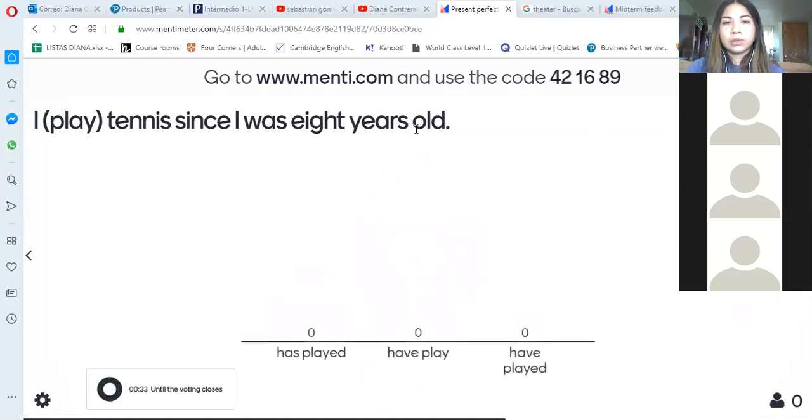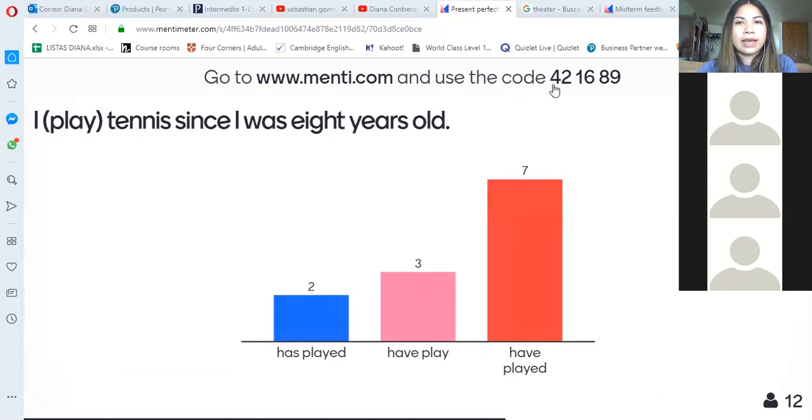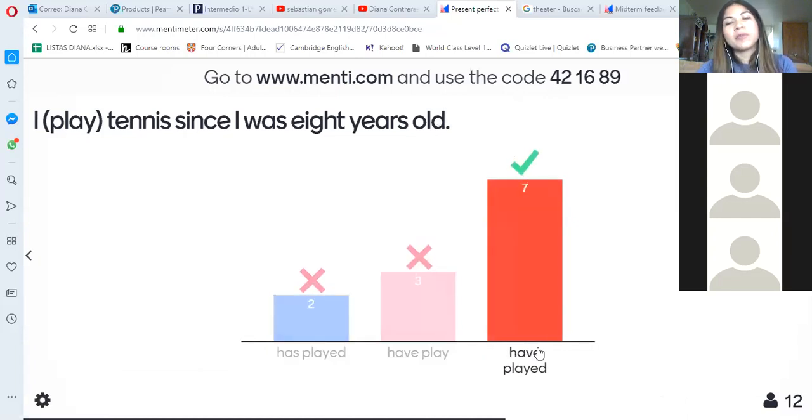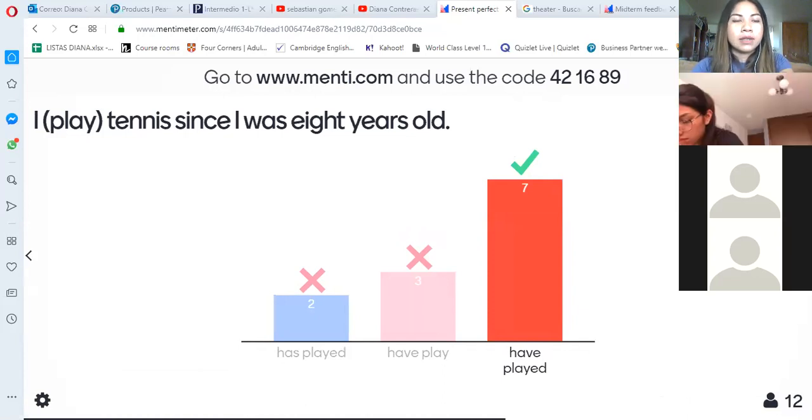Since I was 8 years old. So that is in the past, but I still play tennis. Aún juego tenis. It hasn't finished. Good. You got it. You say I have, and remember that you need the verb in past participle. So we need ed because it's a regular verb. I have played tennis since I was 8 years old. Next one.